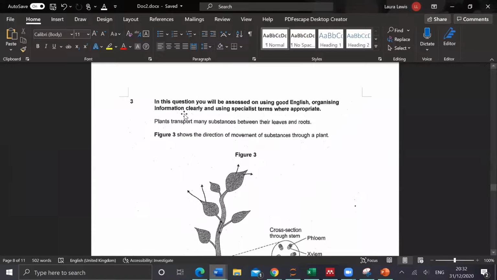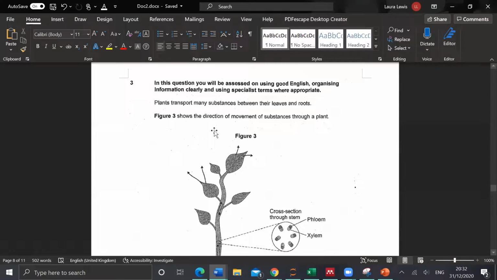Okay, so in this question, you'll be assessed on using good English. In the 6-mark question, you'll always be asked about this. You're assessed on good English as well as key scientific terms. So you need to write to make sense really. If you just put words, you'd only score 1 or 2 marks. You need to write in sentences, okay? Because some answers only need a word, don't they? For only 1 or 2 marks, or a few words. But this is a longer response answer.